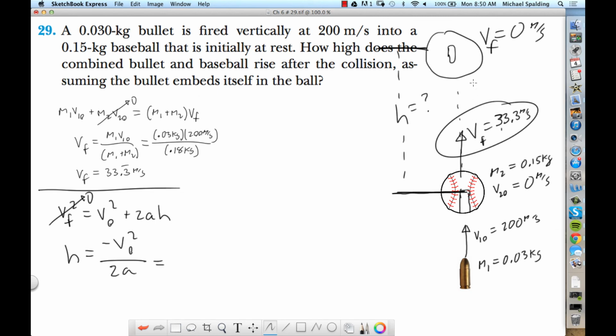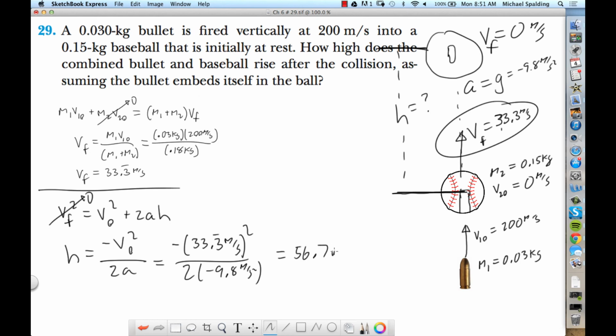By the way, what's the acceleration as it rises? It's gravity. How do I know it's gravity? Because it's a projectile now. It's in free fall. The only force on the object is gravity. So this is going to be negative 33.3 repeating meters per second, squared, over 2 times negative 9.8. The negatives cancel, and you get 56.7 meters. So that's the height that it would go to.